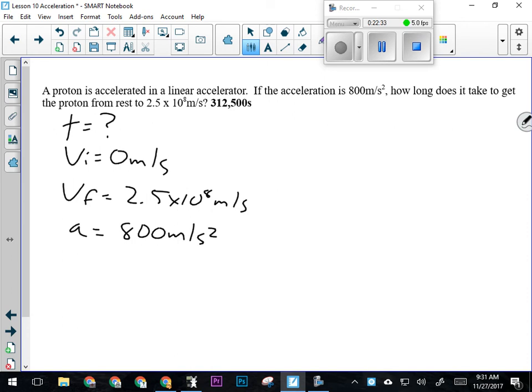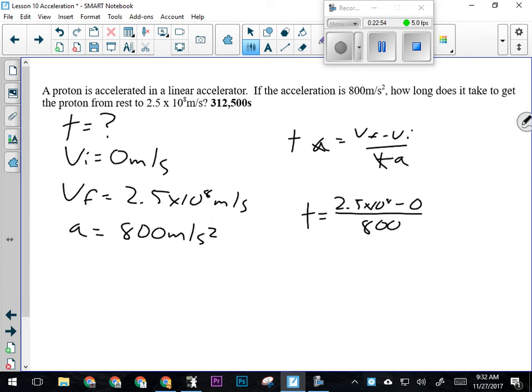So we have A equals VF minus VI over T, and we're solving for time. We're just basically going to switch T and A. So we'll have 2.5 times 10 to the 8 minus 0 over 800. That's what we're going to have to plug in.